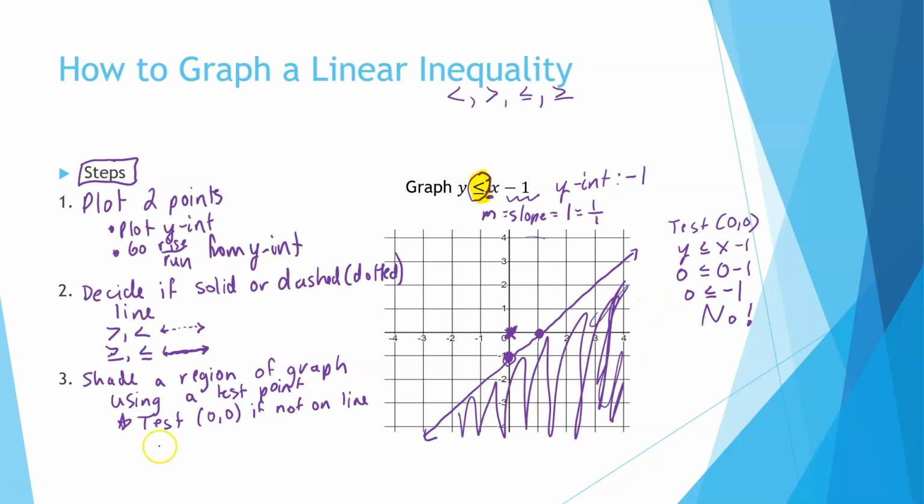So if I get no, then I am going to shade the other side of the line, meaning the other side from where the point you tested is. If I get yes, then you're going to shade over the point, so shade the side the point is on.